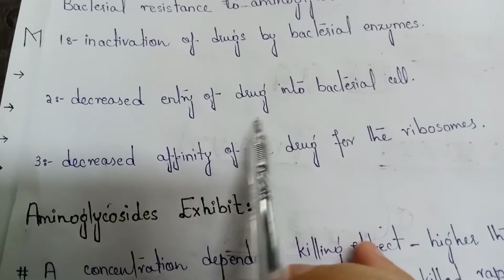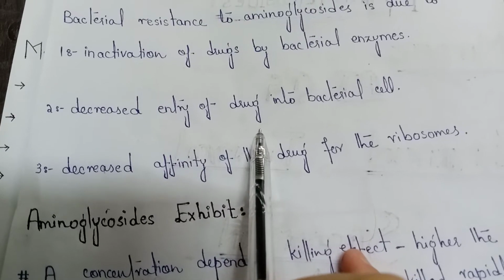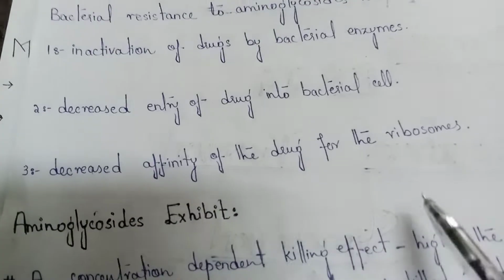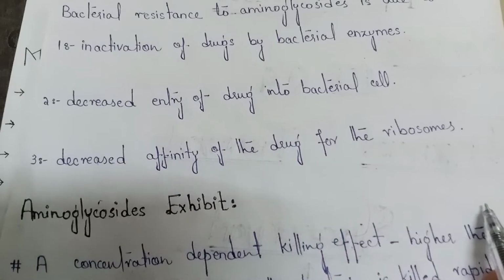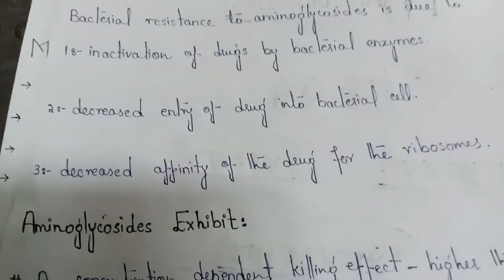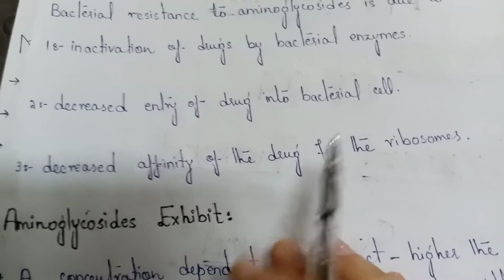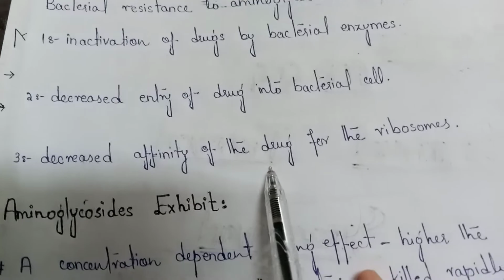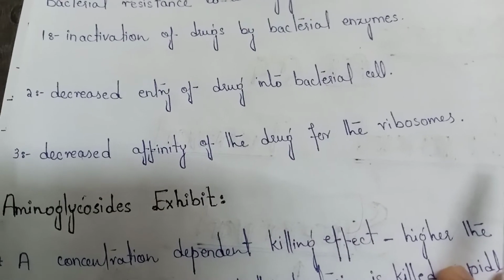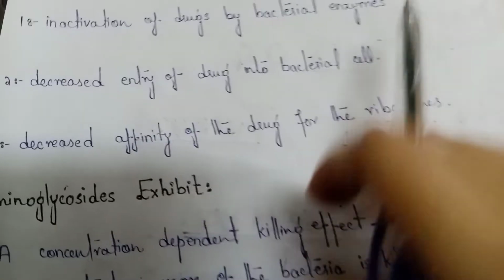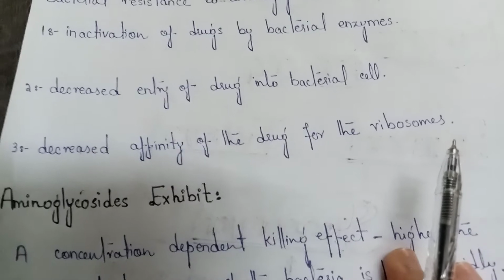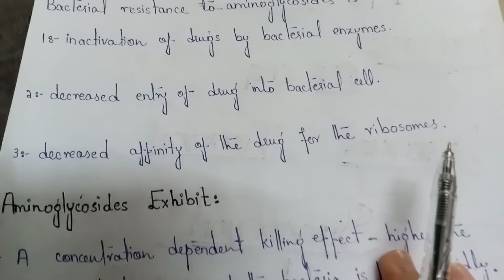Okay, now decreased entry of drug into the bacterial cell wall. If there is decreased entry of the drug into the bacterial cell wall, the drug will also not be effective against that particular bacteria. Decreased affinity of the drug for the ribosomes. Also, in certain bacteria, if there is decreased affinity of the drug for the ribosomes, then the drug cannot show its effect.